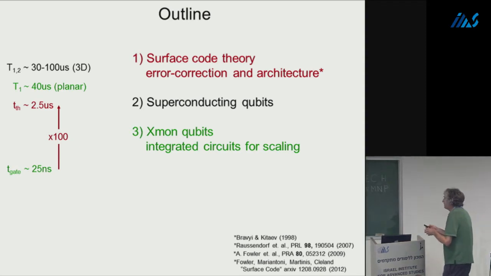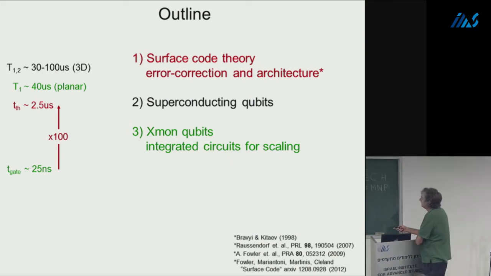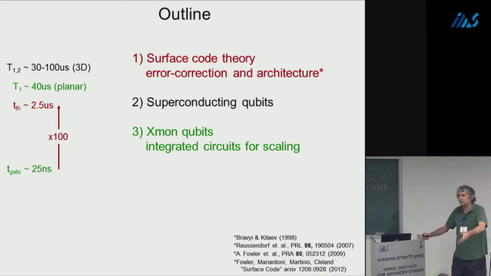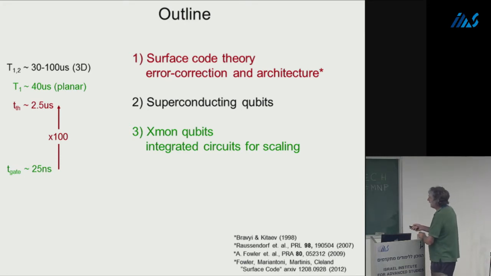So I want to talk about two main things. One is surface code theory, error correction, and architecture issues. I think this will be nice for people to see how error correction will really work in a physical system that we might be able to build. So this will be a very concrete example. And I hope that will help you think about how you might go about improving that and doing it in real systems. And then I'll talk about superconducting qubits and some latest results.